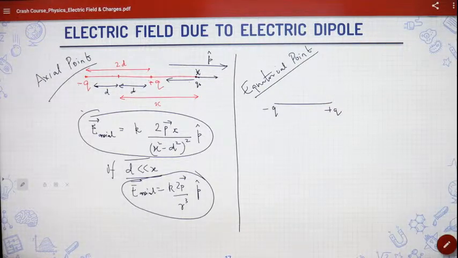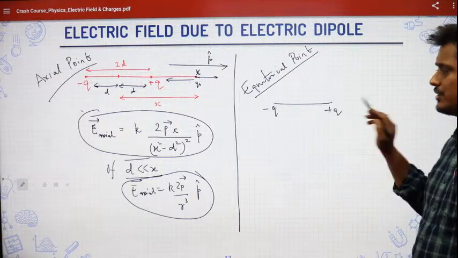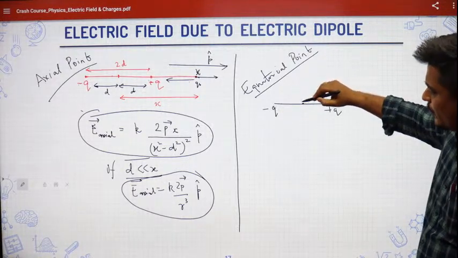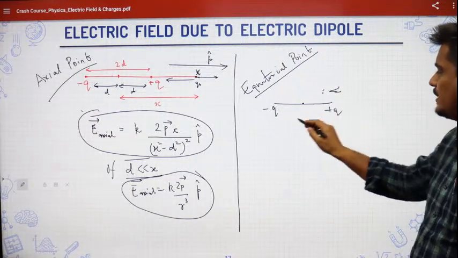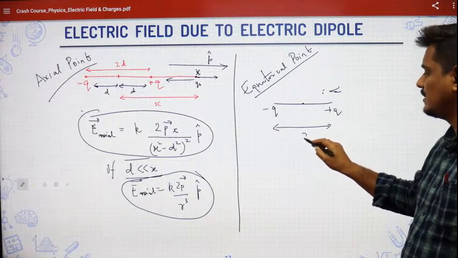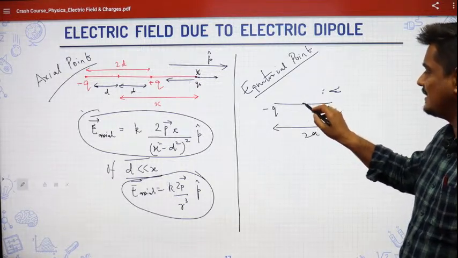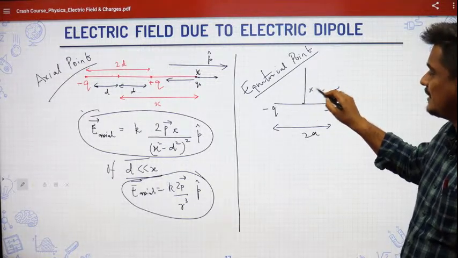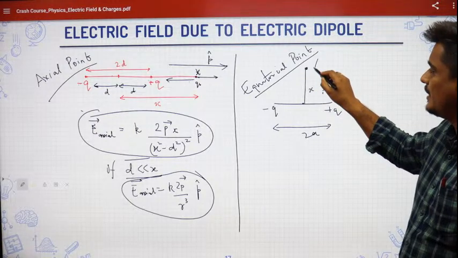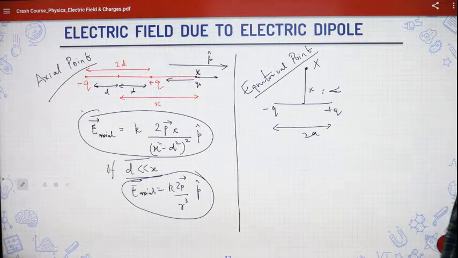So if I take an equatorial point, with negative q and positive q, it will be perpendicular to it. From the center, the total distance is 2d. If I take a distance x away from the center, at this point, I want to find what the electric field is.